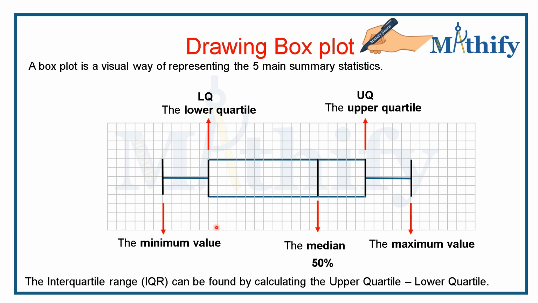To start off, the minimum value represents the lowest number in the data. Next, we have the lower quartile. Lower quartile means the median of the lower half of the data. In other words, this is the 25th percentile or 25%.